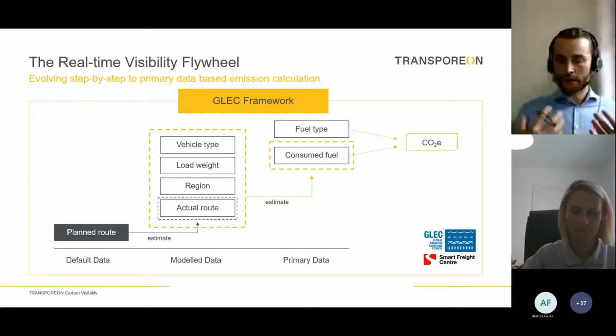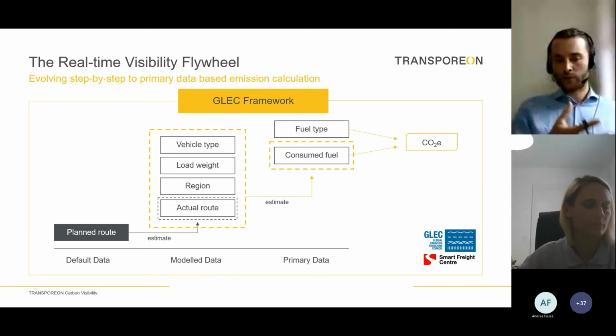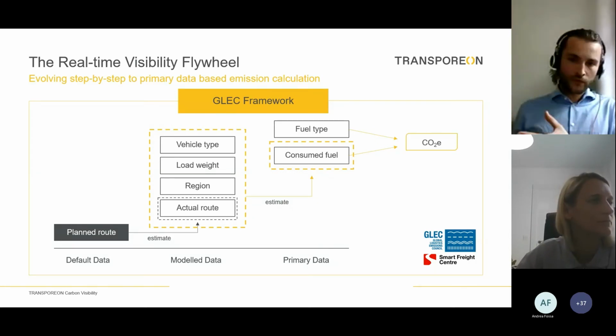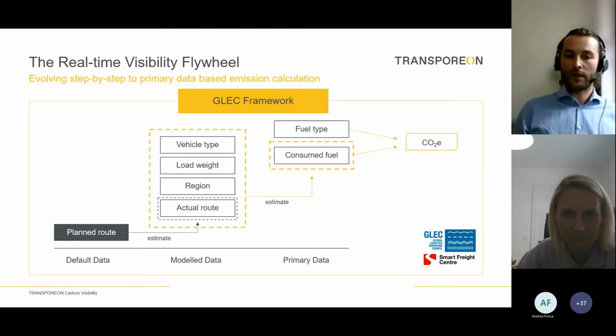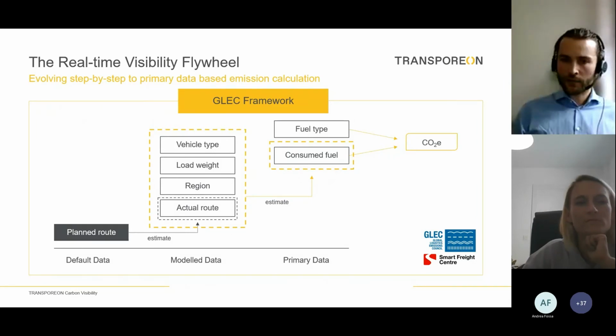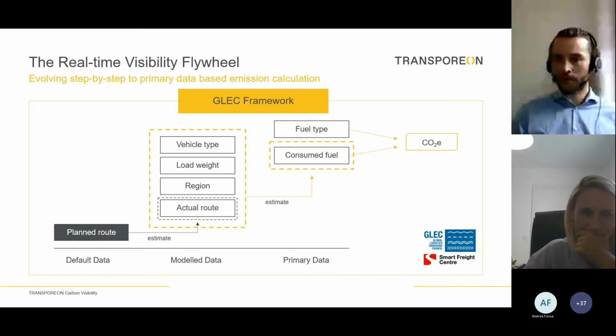But then the next steps are to get together in collaboration with the shipper and the transport companies on the journey to improve the data quality through time by, firstly, modeling the data, so adding more real data points to each transport, like for example the actual route, the region, the road profile, the weight, which is very critical information as well, the vehicle type, and then in the best case scenario, driving the data input to primary data values like the actually driven and consumed fuel.